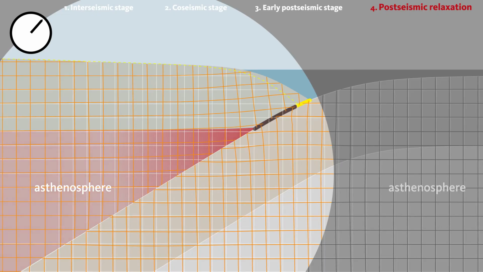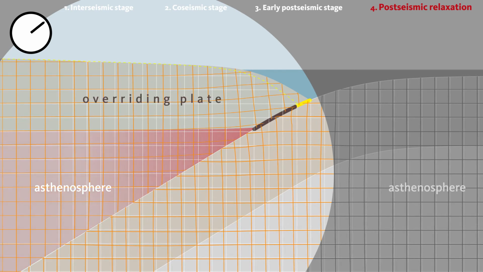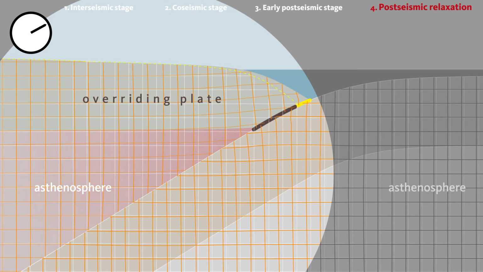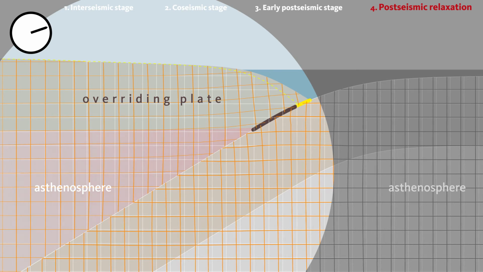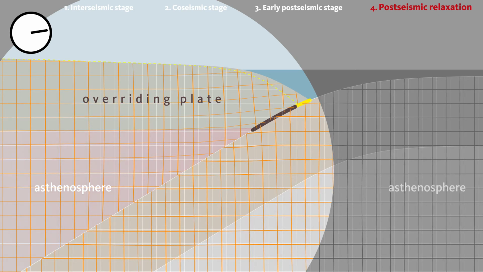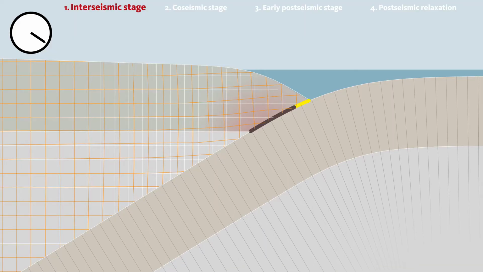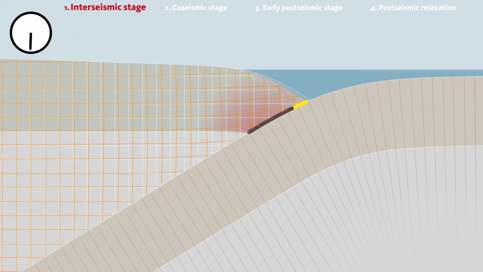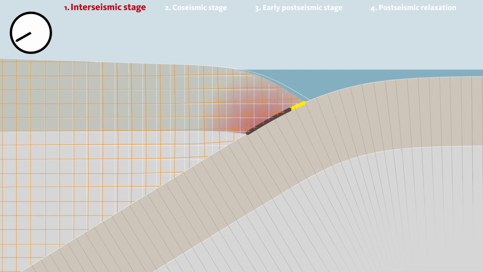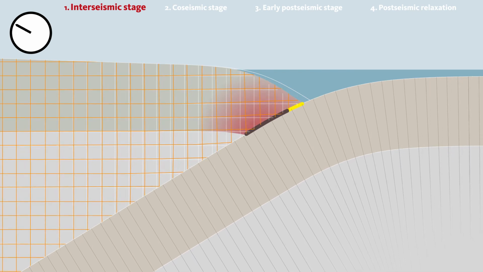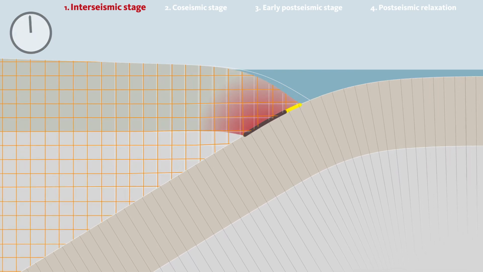During the fourth and final stage of the cycle, stresses produced by the earthquake in the viscous asthenosphere decay away. This post-seismic relaxation phase lasts several decades for the largest events. Once post-seismic relaxation has ended, we have returned to the interseismic stage, in which the surface deformation only reflects the motion across a locked part of the plate interface.